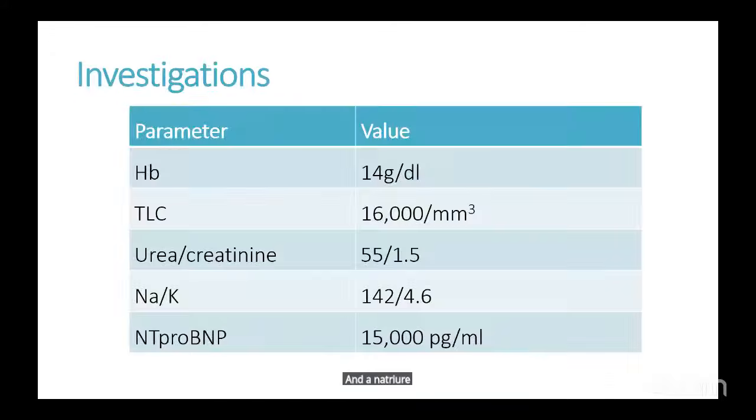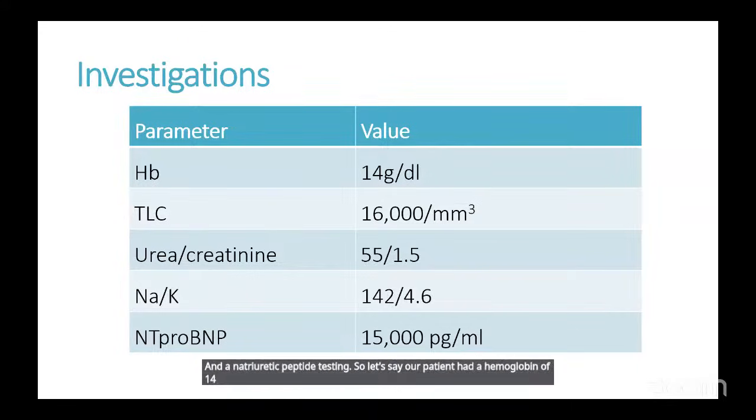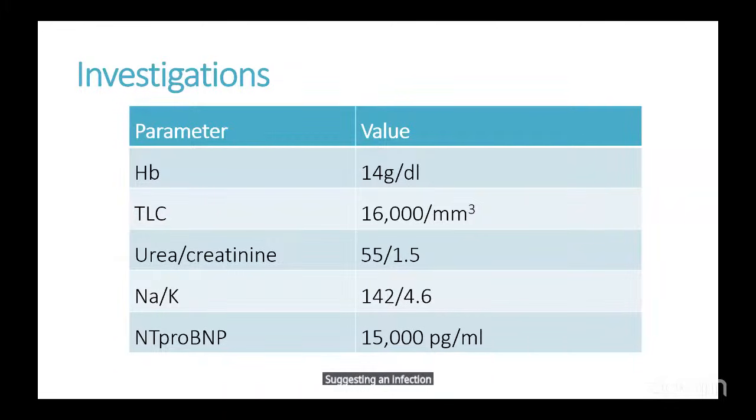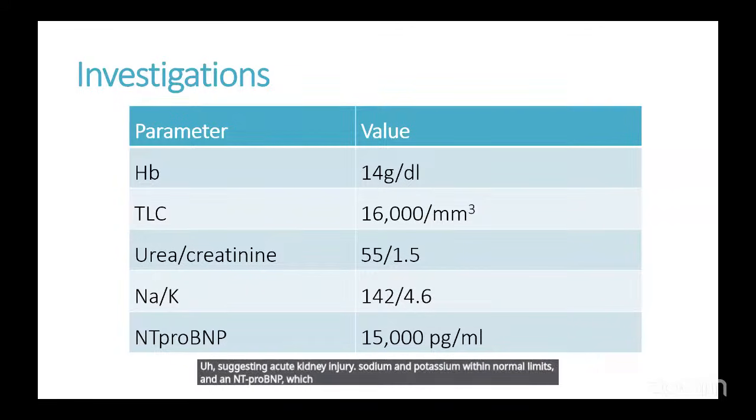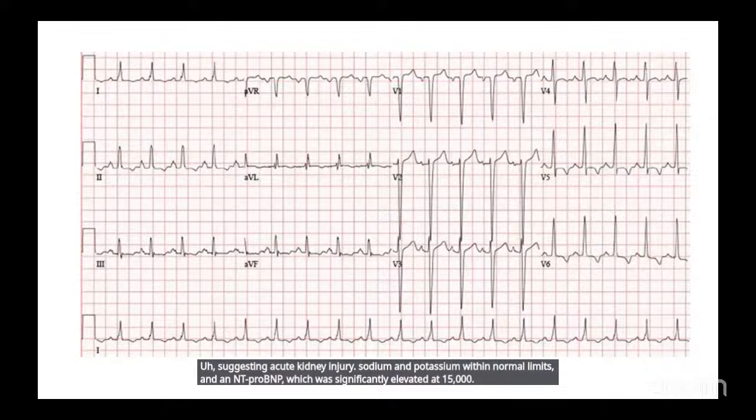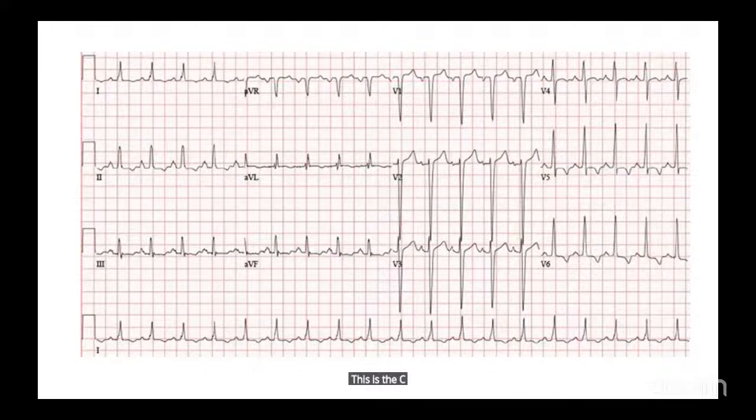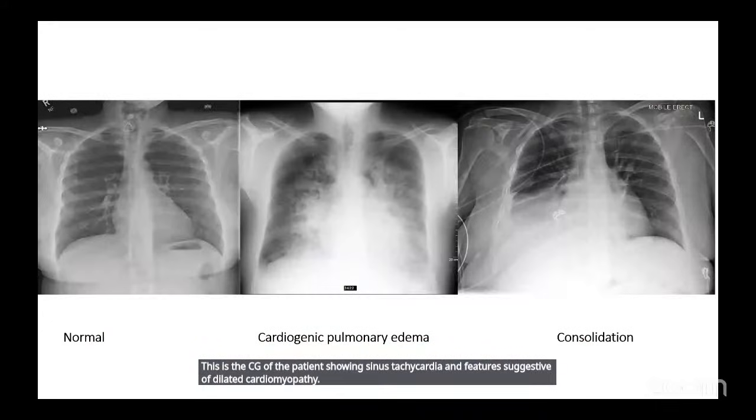natriuretic peptide testing. So, let's say our patient had a hemoglobin of 14, counts of 16,000, suggesting an infection. Urea and creatinine of 55 and 1.5 deranged, suggesting acute kidney injury. Sodium and potassium within normal limits, and an NT-proBNP which was significantly elevated at 15,000. This is the ECG of the patient showing sinus tachycardia and features suggestive of dilated cardiomyopathy.